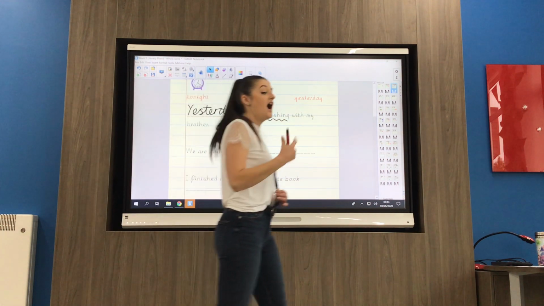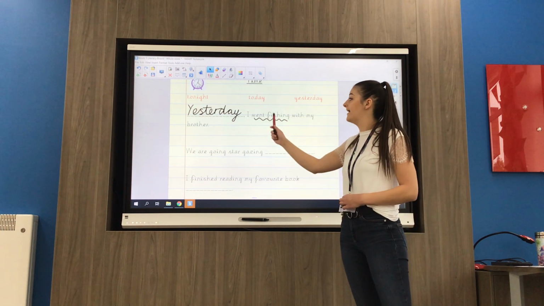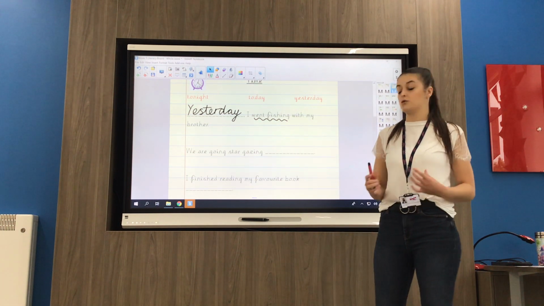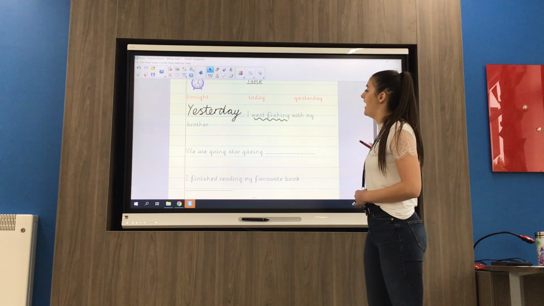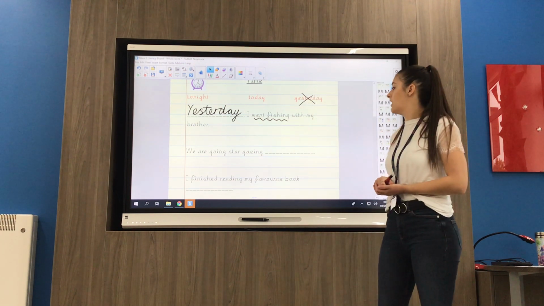Yesterday, I went fishing with my brother. It tells me when the verb took place. It describes the verb. So there's my adverb, yesterday. So I've used that one, so I'm just going to cross it off.